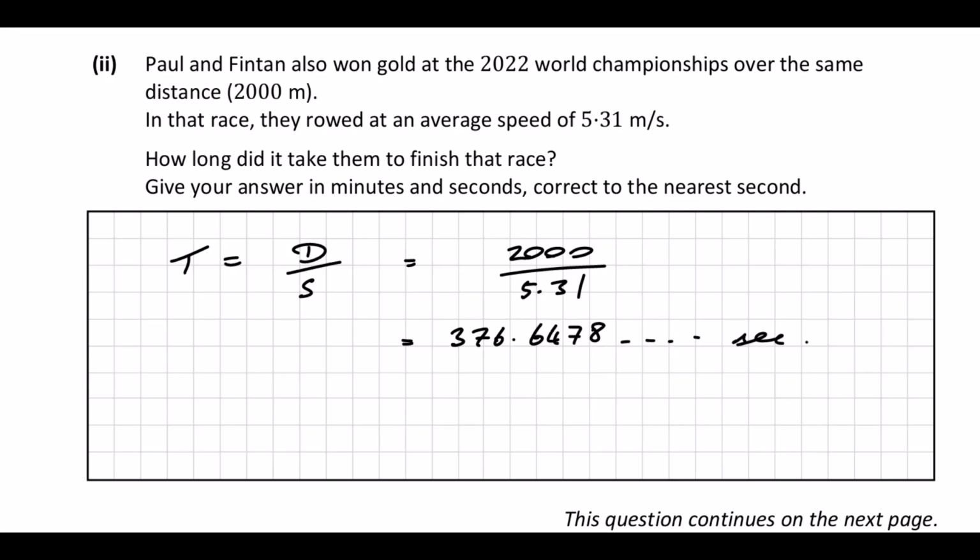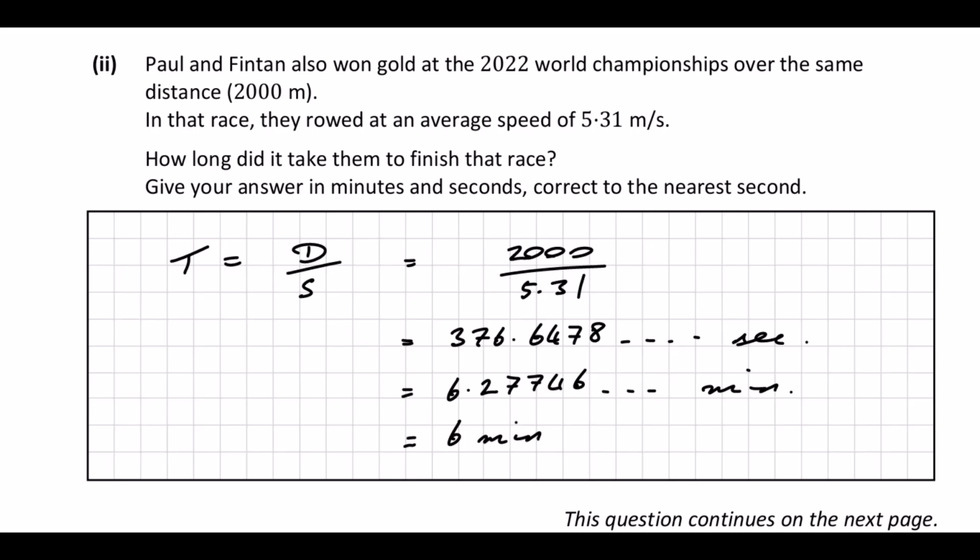So what we need to do is convert this to minutes. You divide this by 60, and when you do that, you get 6.27746 and so on, and that's in minutes. Now they want their answer in minutes and seconds, and the seconds need to be correct to the nearest second. So it's going to be 6 minutes anyway.